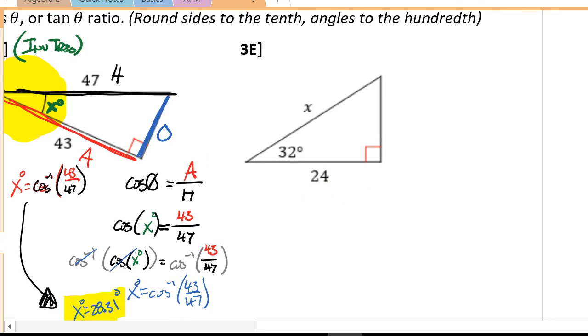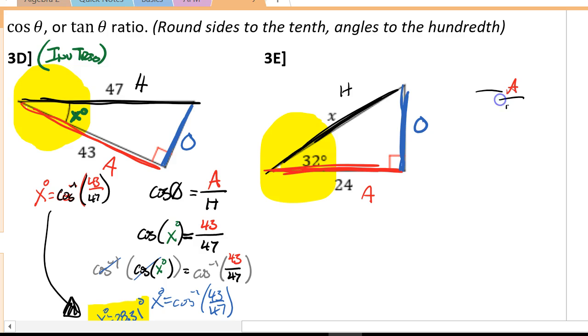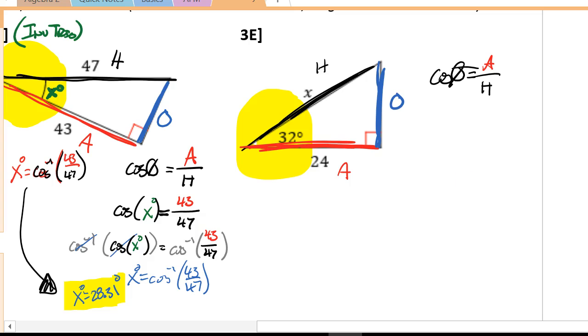3E, last problem. Once again, we'll go ahead. 32 degrees is our angle of reference, which means that this is my hypotenuse. This side, which makes up the angle, is the adjacent, and then the opposite side is our leftover. Looking at what ratio deals with, again, the adjacent and the hypotenuse, we actually get the cosine of theta is equal to the adjacent over the hypotenuse. In this case, when I fill in my information, I know that the cosine of 32 degrees is equal to the adjacent of 24 over the hypotenuse of x.